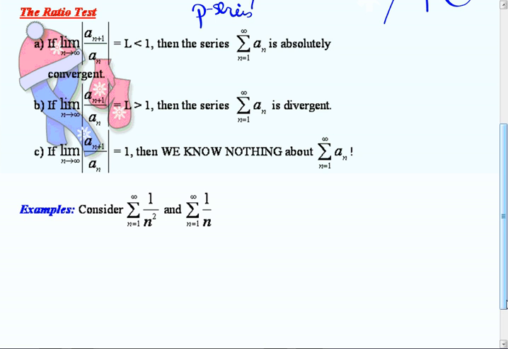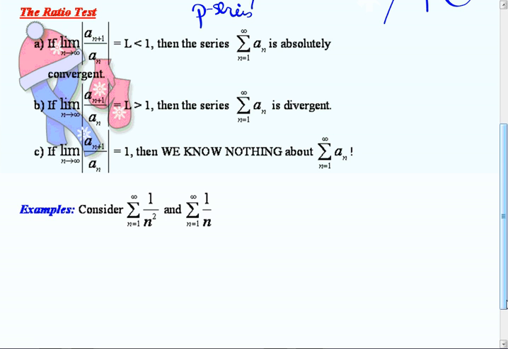If this ratio is smaller than 1, then my original series is absolutely convergent. I don't have to worry about the negative 1 to the n. You'll get a lot of alternating signs. It doesn't really matter, but it gets rid of them. If the ratio of the n plus 1 term to the nth term is bigger than 1, then the series is divergent.